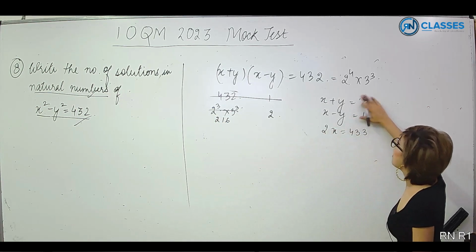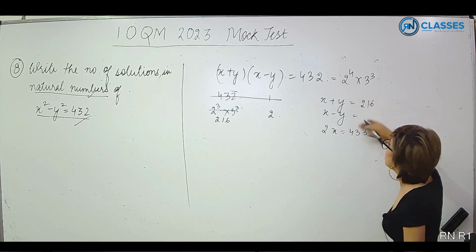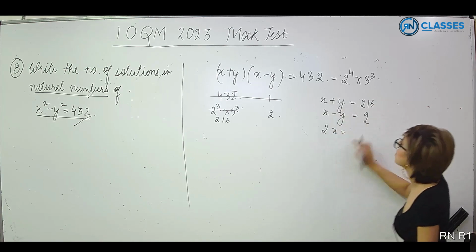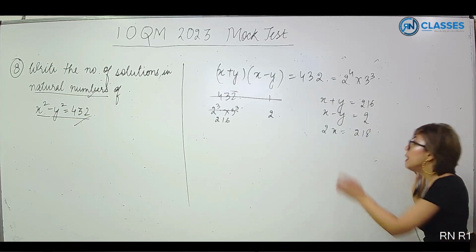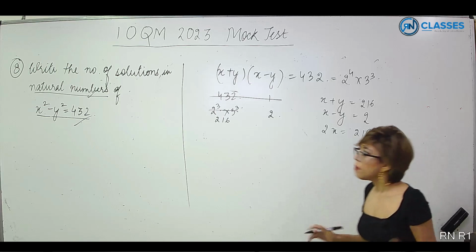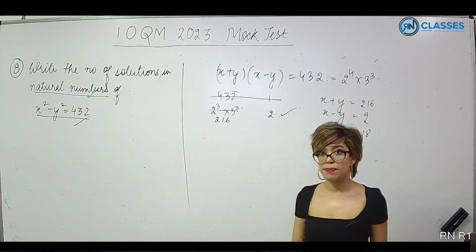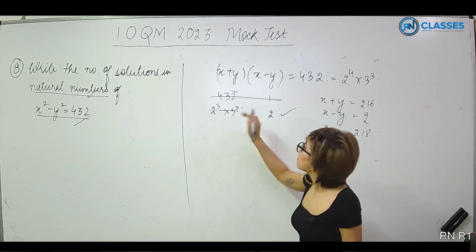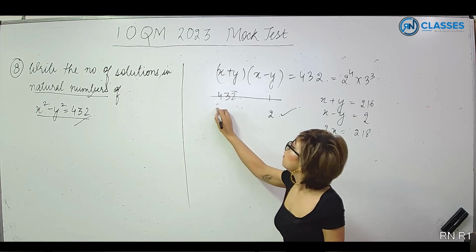Now, if I have x plus y as 216 and x minus y as 2, let me see what is 2x. This is 280. I will get a natural x, and corresponding to the natural x, I will get a natural y. So, this is the solution that I want. Right? Okay. Next one. I will write 2 over here.